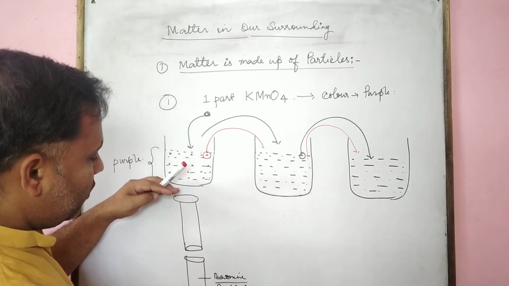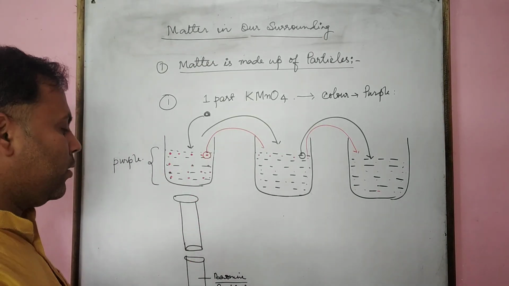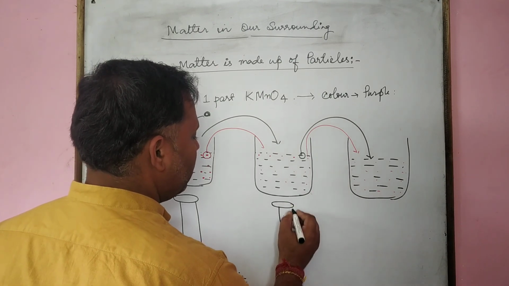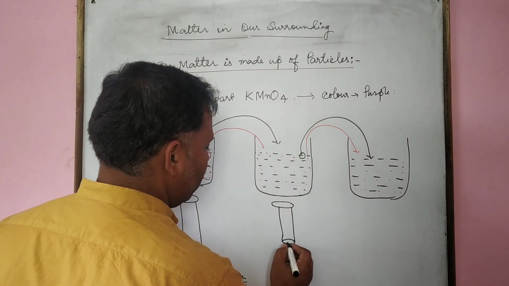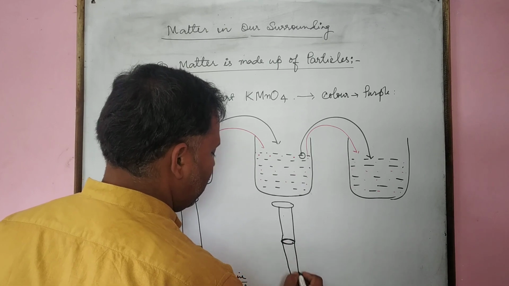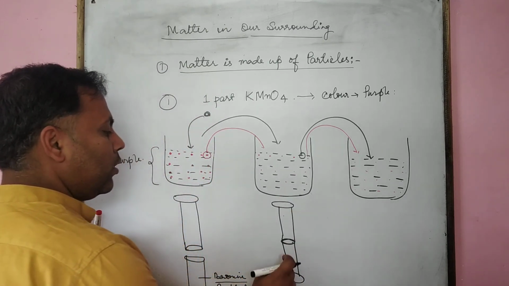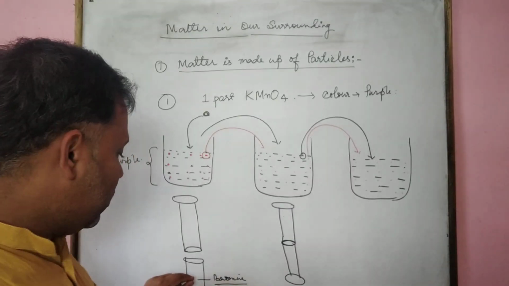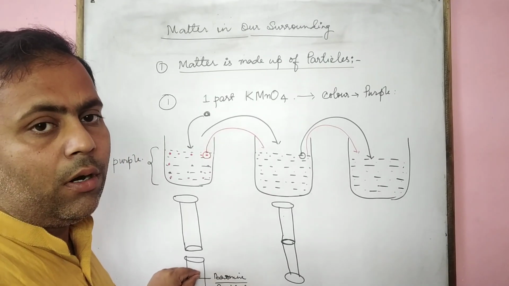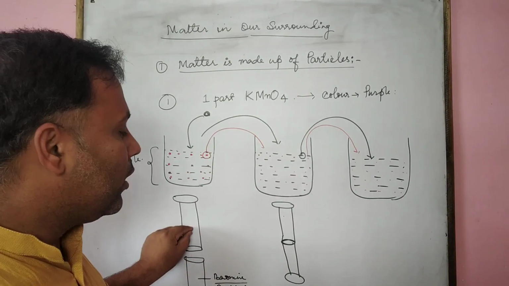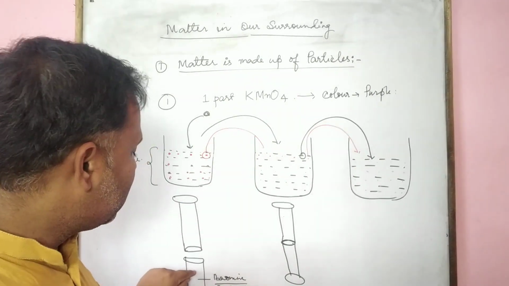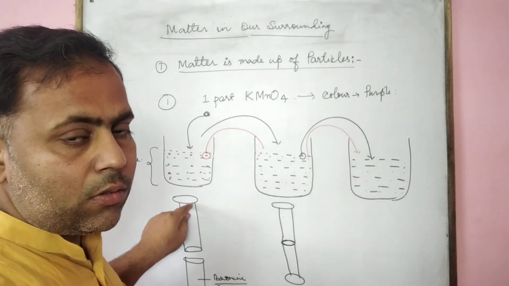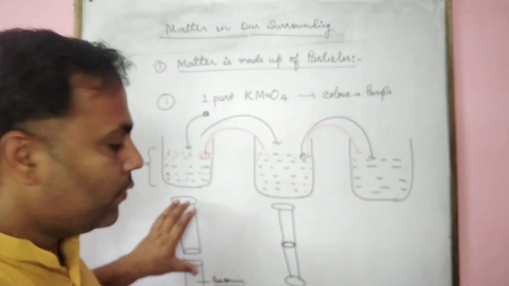When we join these two cylindrical containers, what we see is that the whole container turns brown. Why is it so? Because the particles of these gases are very, very small. When we join them, they intermix. It means these gases occupy the interparticle space of each other. Why is it so? Because these gases are very, very small, therefore they intermix.